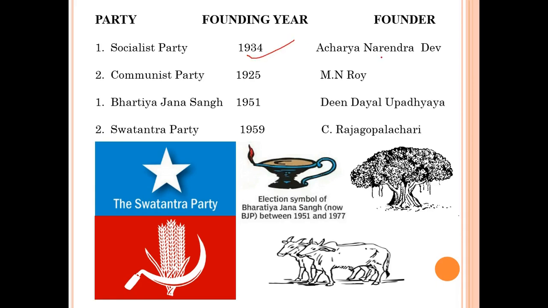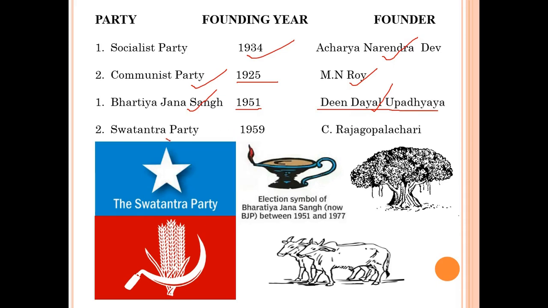Socialist Party was formed in 1934 and its founder was Acharya Narendra Dev. Communist Party was also formed in 1925 by M.N. Roy, founder member. Bharatiya Jana Sangh was formed in 1951 by Deen Dayal Upadhyay, and we can tell other important names also. We will discuss about them also.